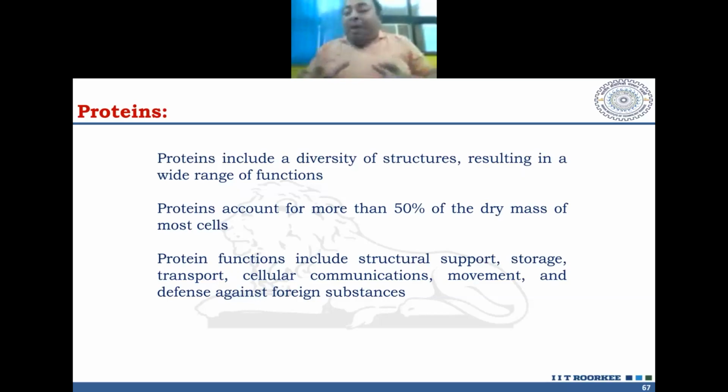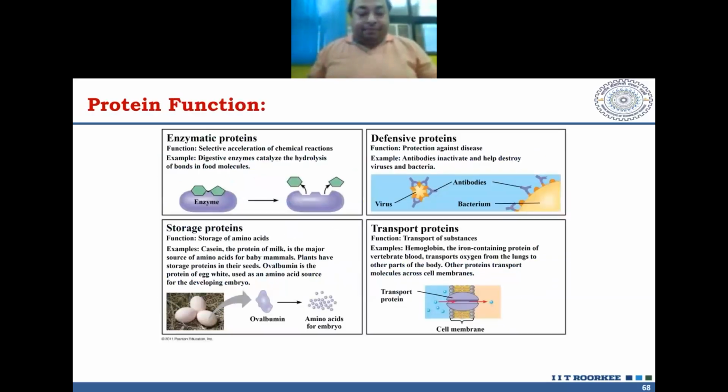Our big part of discussion will include the enzymes. So here are a few examples to define protein function. Enzymatic proteins, which I was talking about, they do selective acceleration of chemical reaction, like A plus B to C plus D.